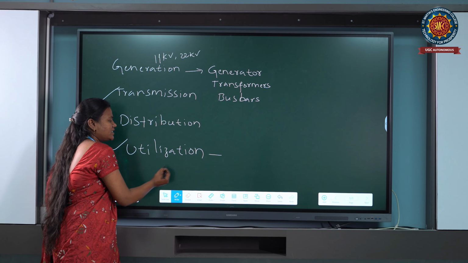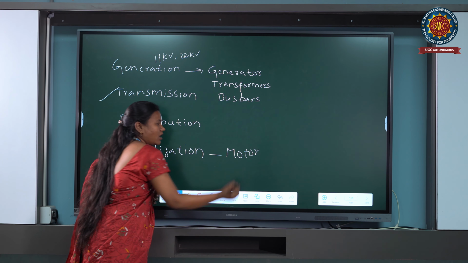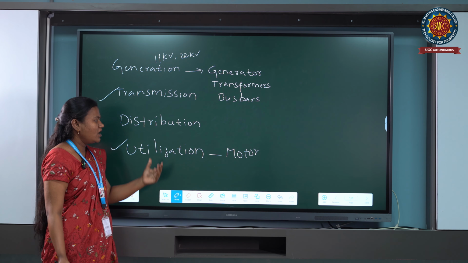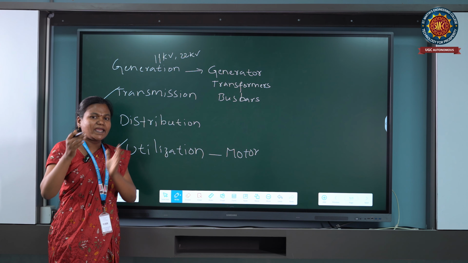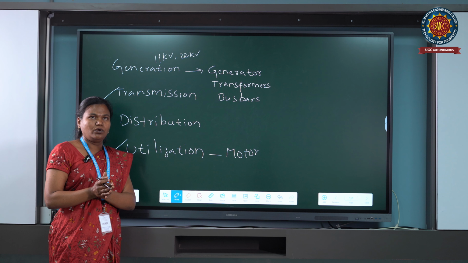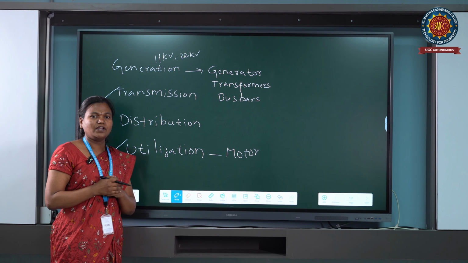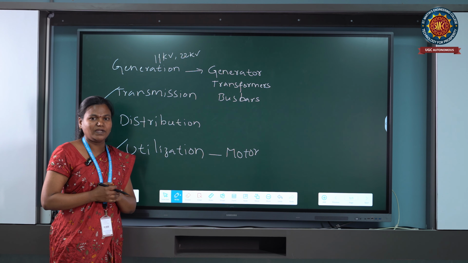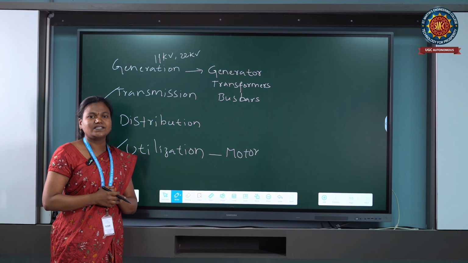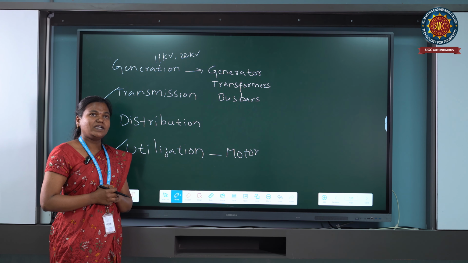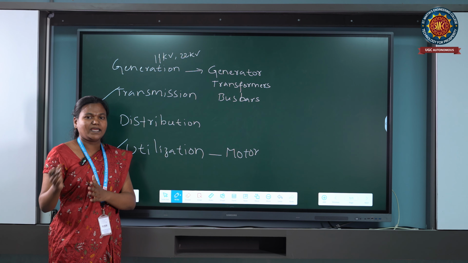In utilization, most of the equipment we use is a motor. What is the function of a motor? It converts electrical energy into mechanical energy. For example, to rotate a fan, we use a single phase supply. For home or domestic applications, we use a single phase induction motor. The motor converts electrical energy to mechanical energy.